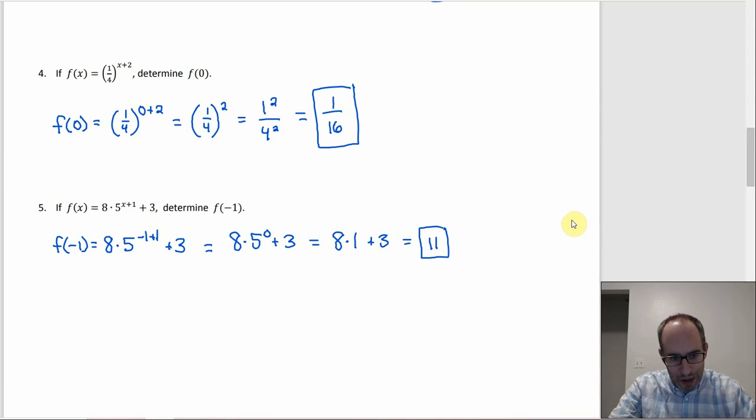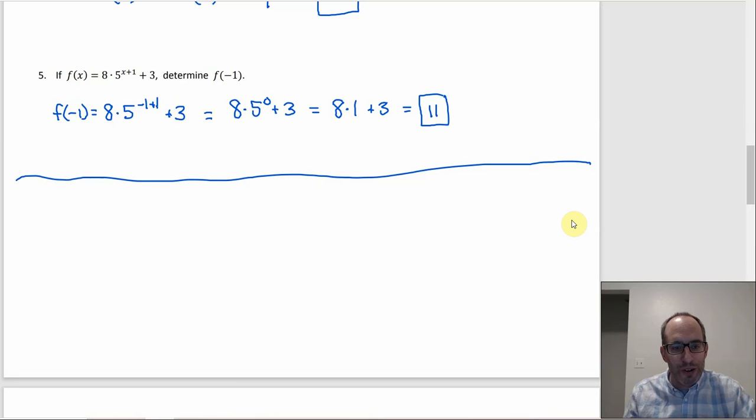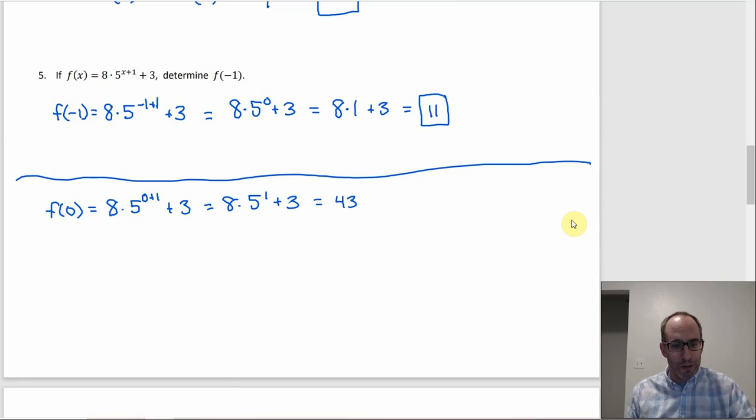There is one other thing I want to point out here. So I got a little bit of extra room, and I left it for this reason. So if we just start evaluating this function, I can pick any of them, but this is the one that's sitting here, so we'll just use this one. What if I just wanted f of 0 instead? Well, then I have 8 times 5 raised to the power of 0 plus 1, and then plus 3. So this is 8 times 5 to the first plus 3. So it's 8 times 5, which is 40, plus 3, and you get 43. That's a big jump, right? Because x goes up by 1, y goes up by 32.